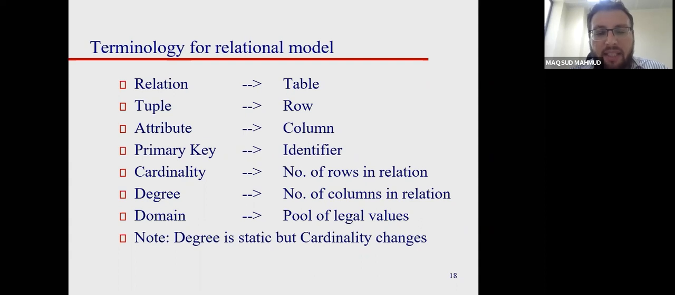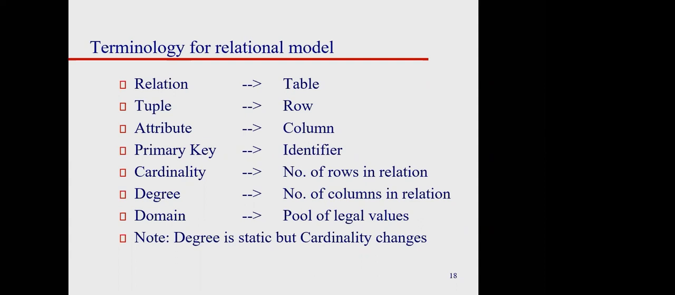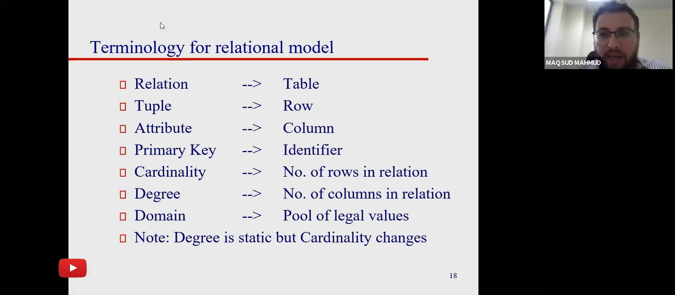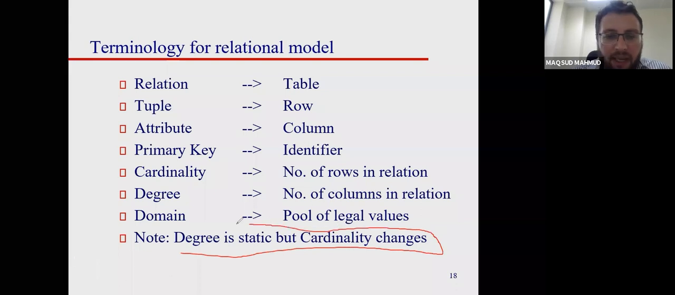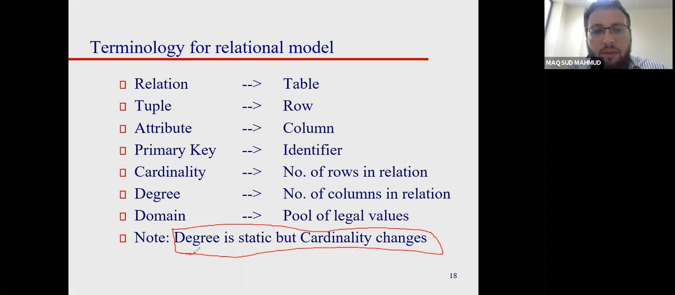So why does it say degree is static but cardinality changes? Doctor, please. Yeah, there is a last row over here. It says that degree is static but cardinality is changing. It's a very tricky sentence, but it's very important. Domain is a set of legal values.